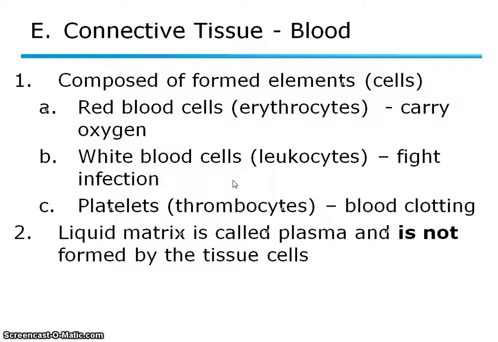When we study blood in the circulatory system, we'll go into that more in depth. The liquid matrix is called plasma and is not formed by the tissue cells. Again, we'll go more in depth into that as we study blood.